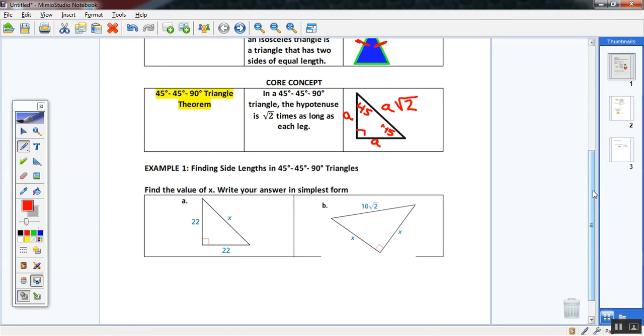Example 1 says find the side lengths in a 45, 45, 90 triangle. Find the value of x. Write your answer in what? Well, 45, 45, 90, kids. What's true about the legs? They're the same. Anybody want to guess what the hypotenuse is without even doing any work? 11. Not 11. 4. How much? 4. Say again. Are we on A, right? We're on A. 10.